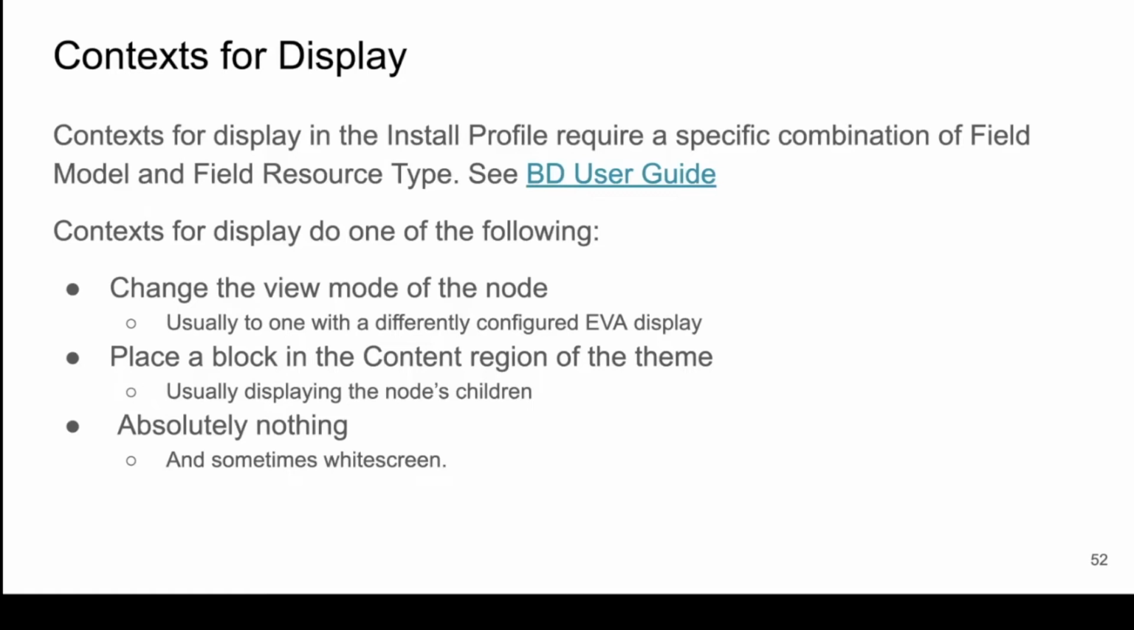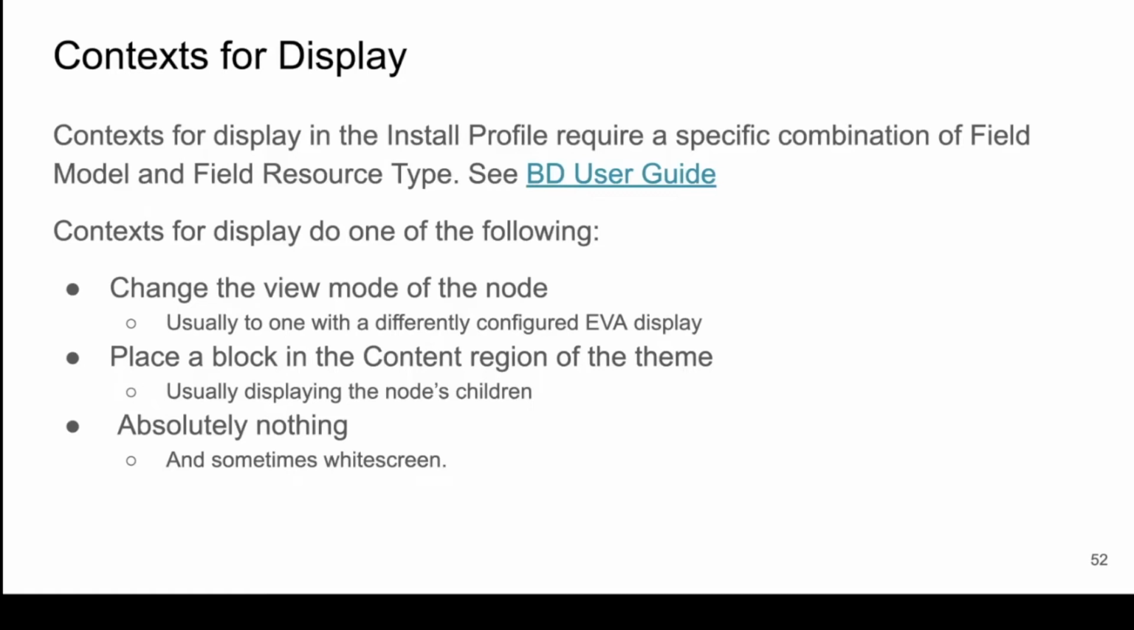All right, we're going to continue on talking about various types of contexts in Islandora. Next up, we just talked about contexts for derivatives. Now we're doing contexts for display. These are where that specific combination, like that table I showed you before, of field model and field resource type come into play. When you're doing a context for display, it can do one of the following 3 things.